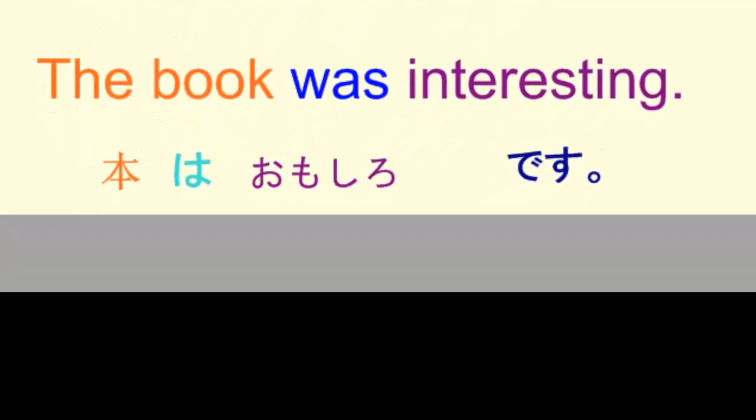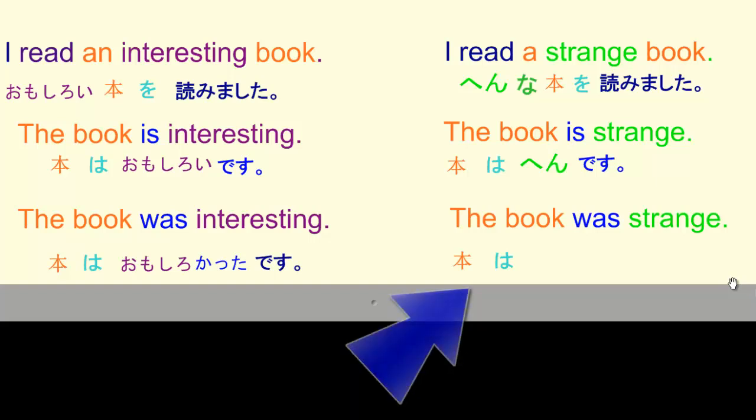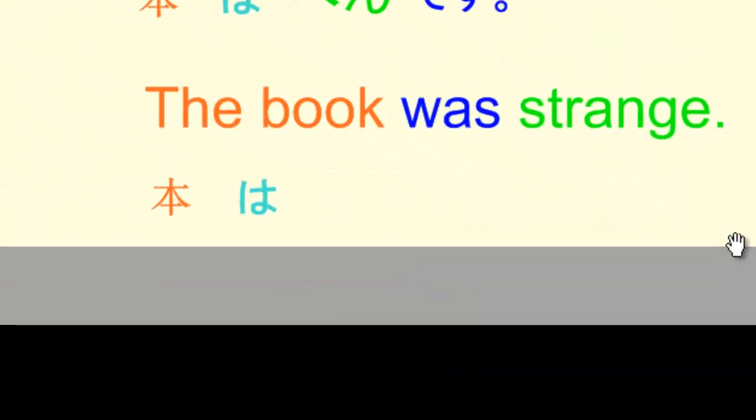We now have omoshiro, and then we have to add the past tense adjectival ending, which is katta. Hon wa omoshirokatta desu. The book was interesting. Let's contrast that with the na adjective sentence over here. The book was strange. Hon wa, that doesn't change. We're still talking about the book.